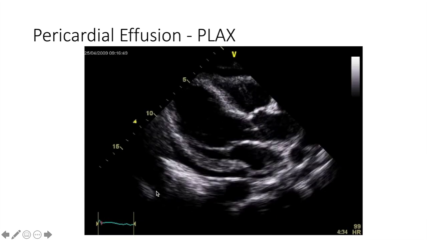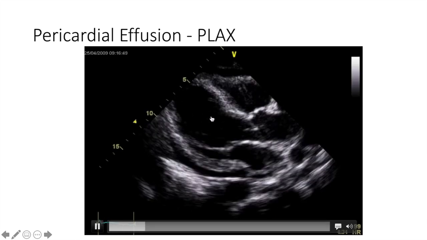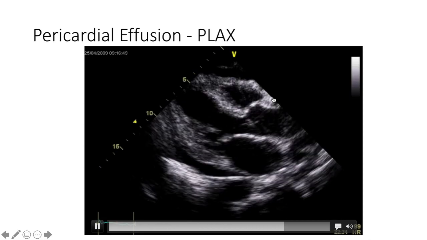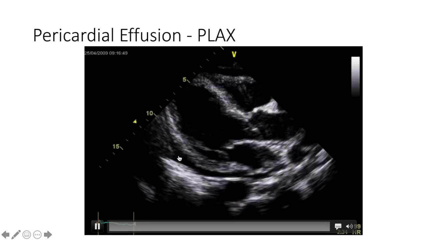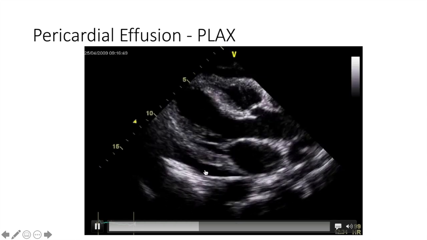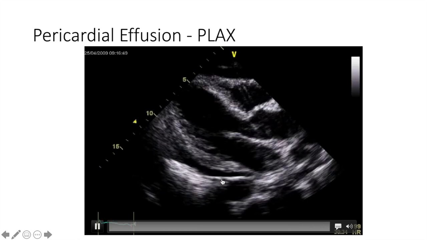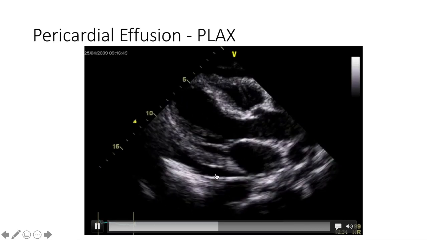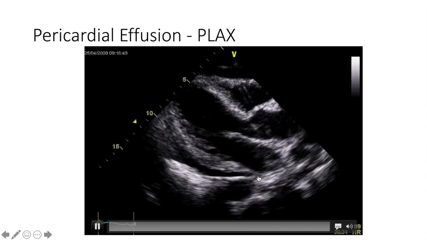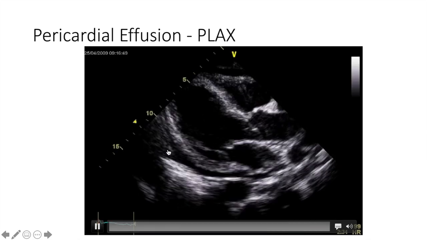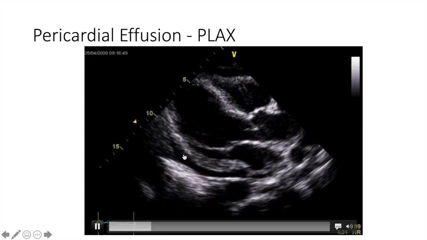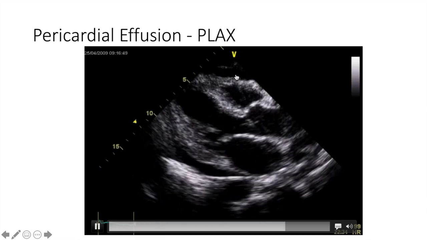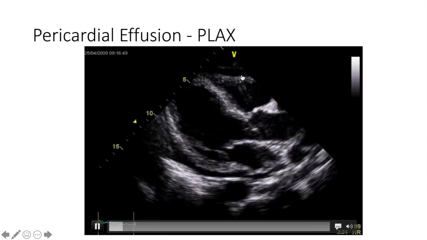This is what it looks like. So this is a parasternal long axis view. You can see the heart very nicely there, and you can see this fluid that has separated out the pericardium from the myocardium. The descending aorta here is pushed away from the heart. The fluid comes between the descending aorta and the heart. So this identifies this as pericardial rather than pleural. And you can see it's circumferential. There's clearly some fluid here as well around the right ventricle.